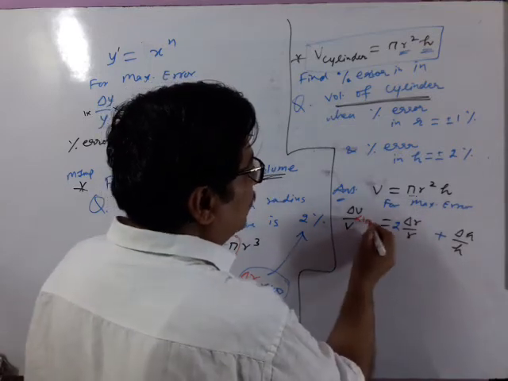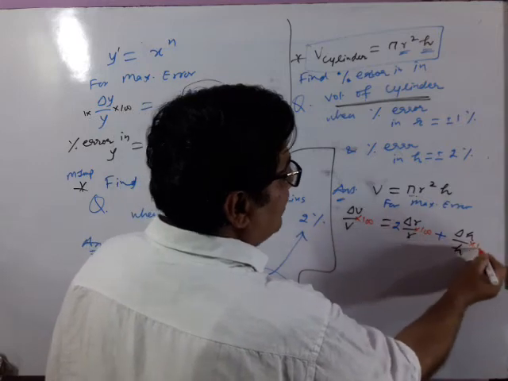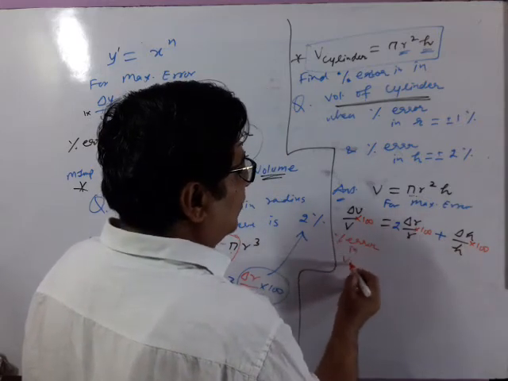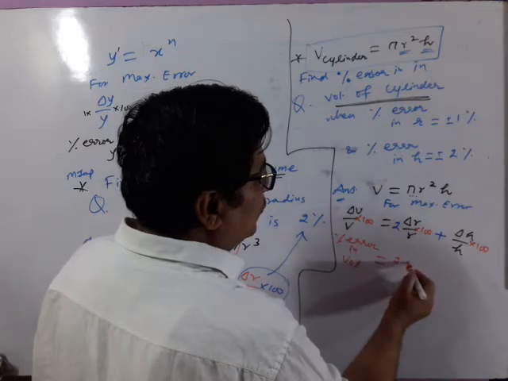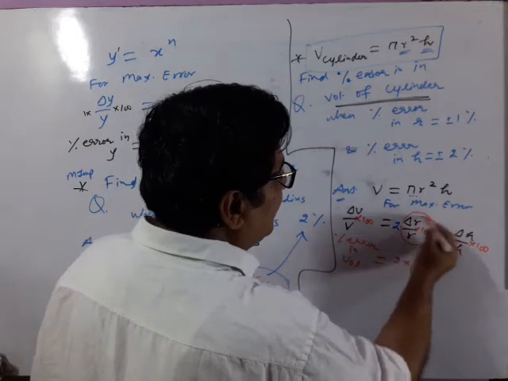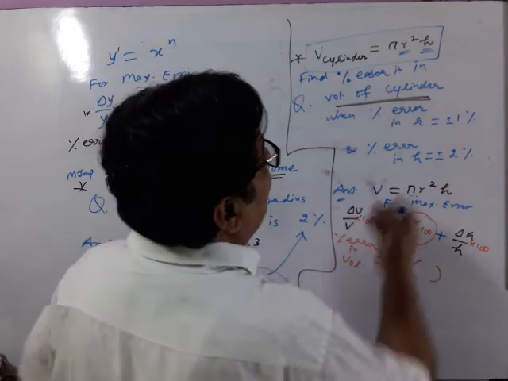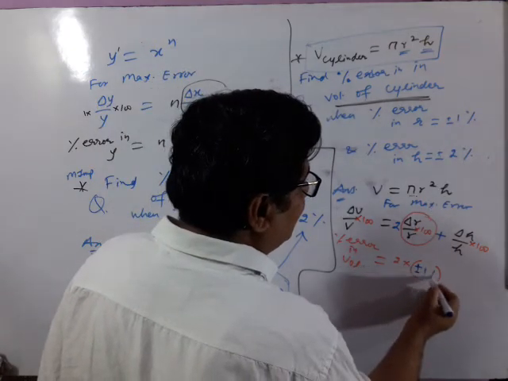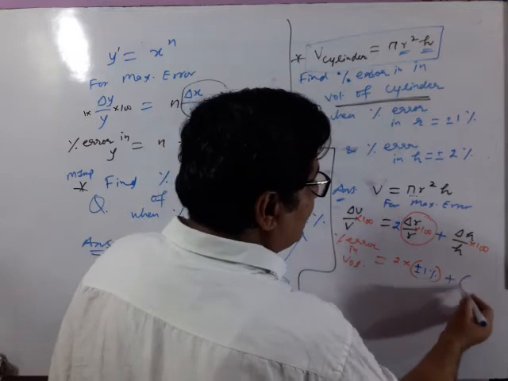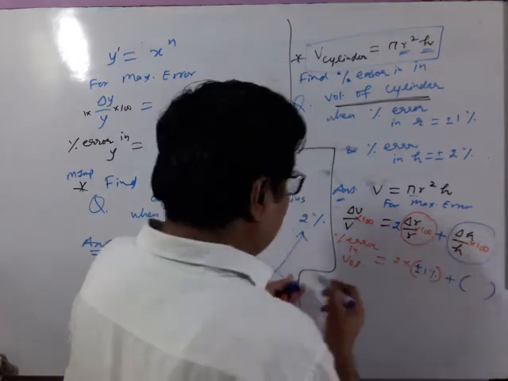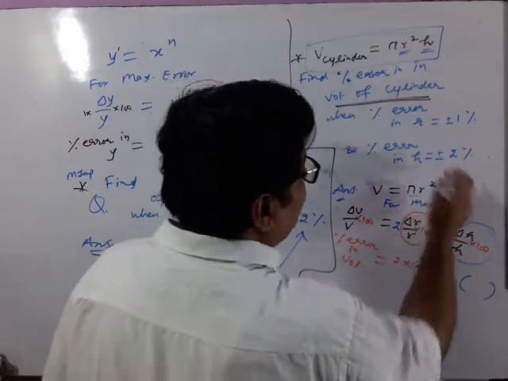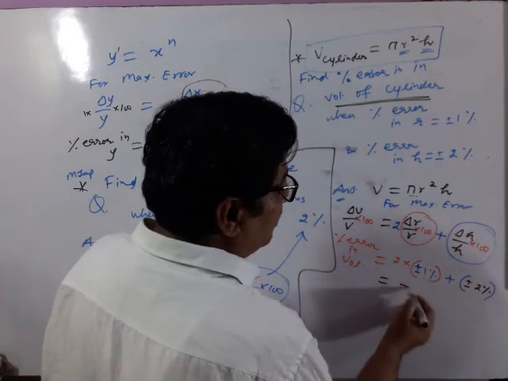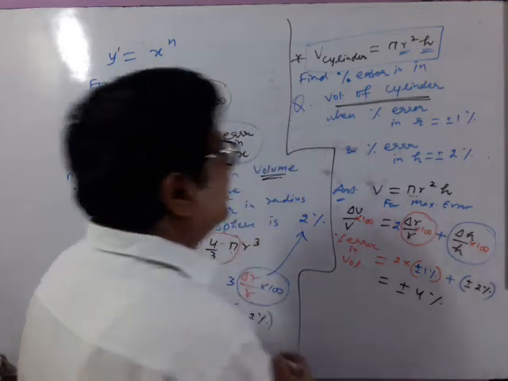Now multiply both sides by 100. So this is percentage error in volume of cylinder and 2 into percentage error in R. Percentage error in R is given 1%, so we write plus minus 1%, plus percentage error in height. Percentage error in height is given 2%. Now 2 into 1, 2 plus 2, plus minus 4%.